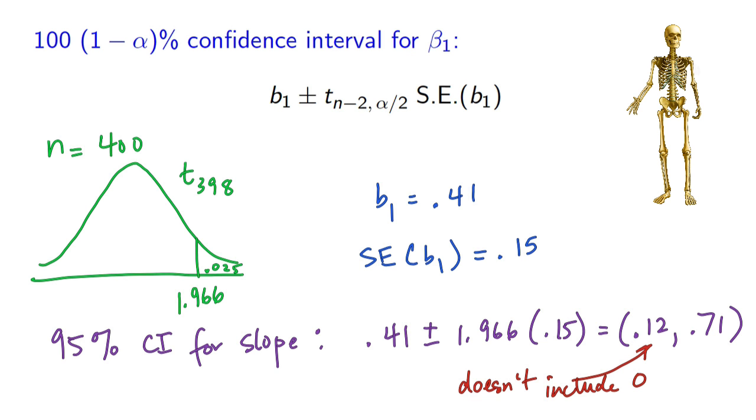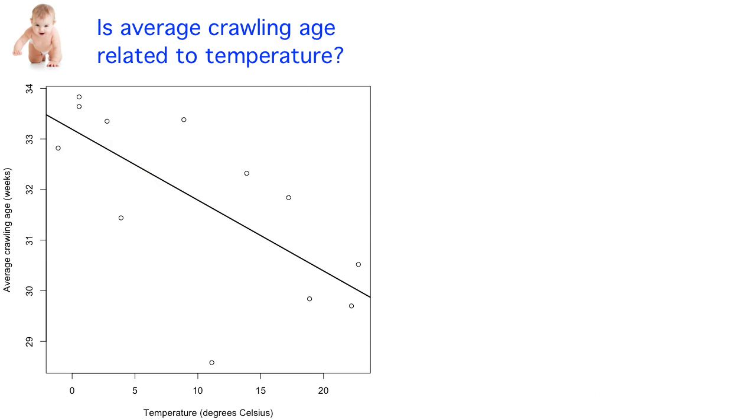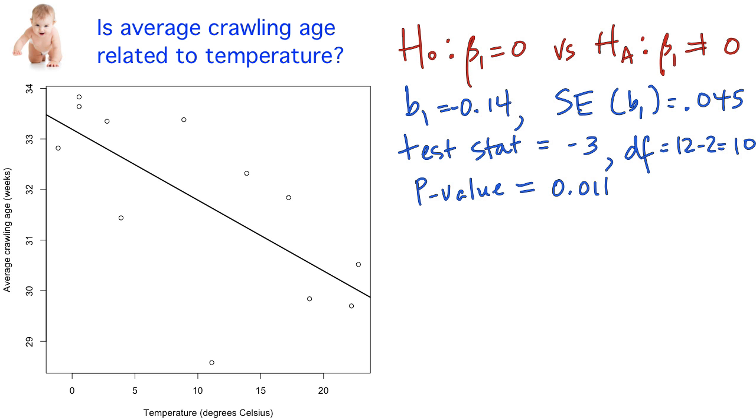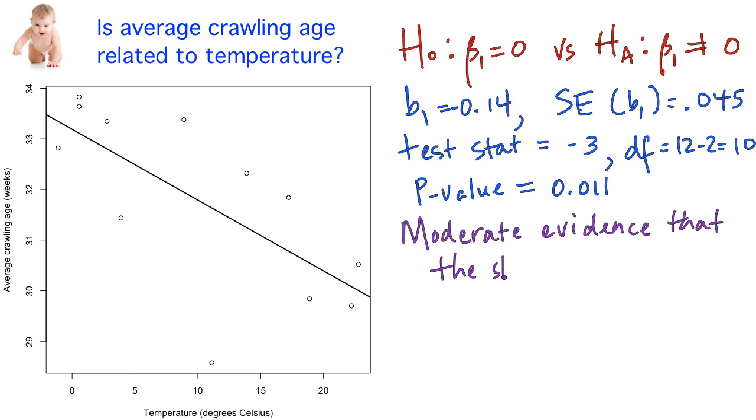Let's look at another example, the relationship between average crawling age and temperature. Suppose we'd like to carry out a test of whether the slope is zero for these data. Here are the relevant statistics. Note that the p-value for the test of whether the slope is zero, in this case, is 0.011. So we have moderate evidence that the slope is something other than zero.